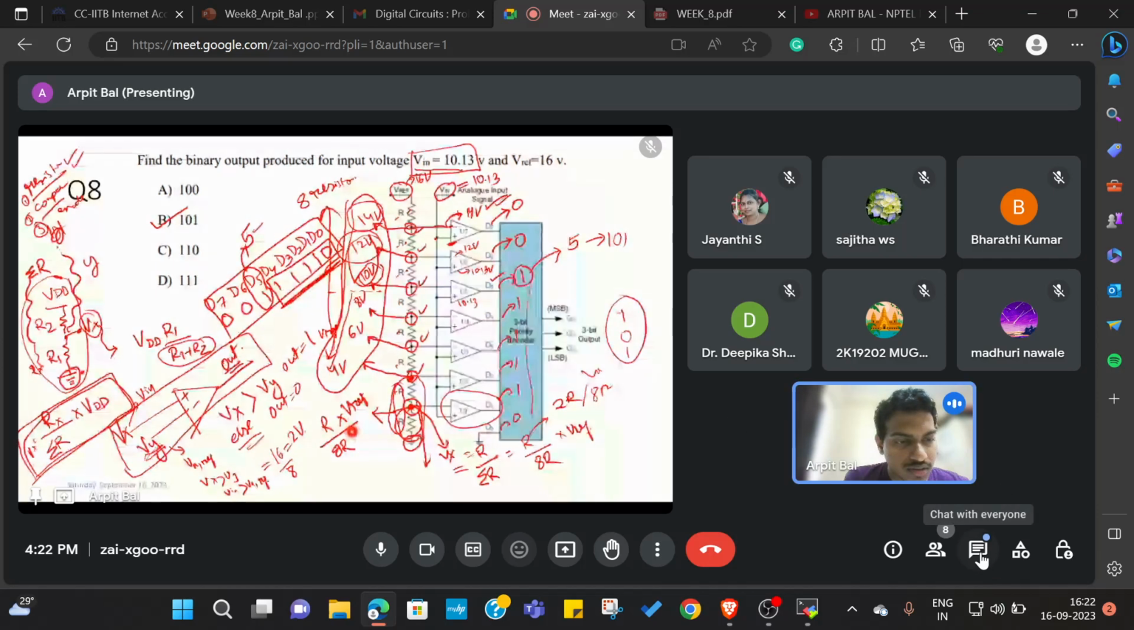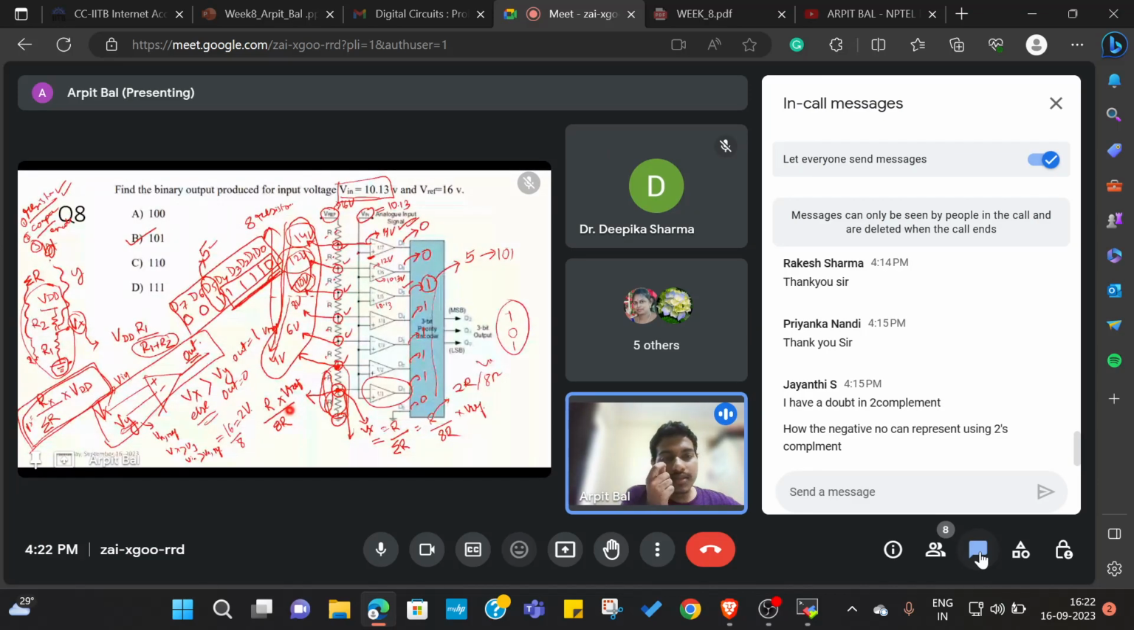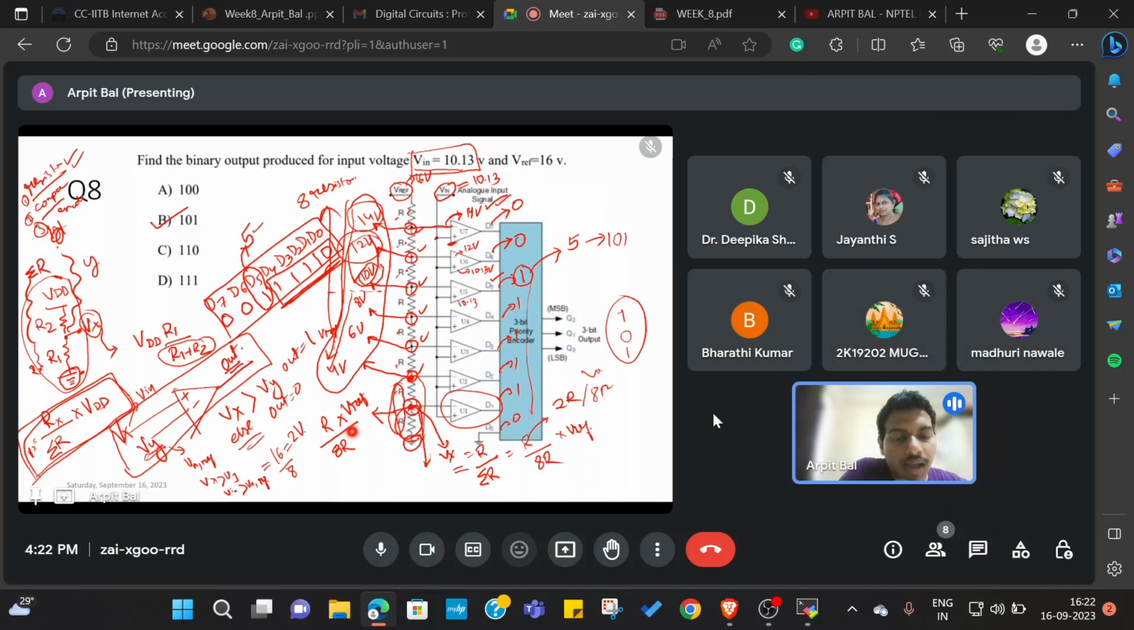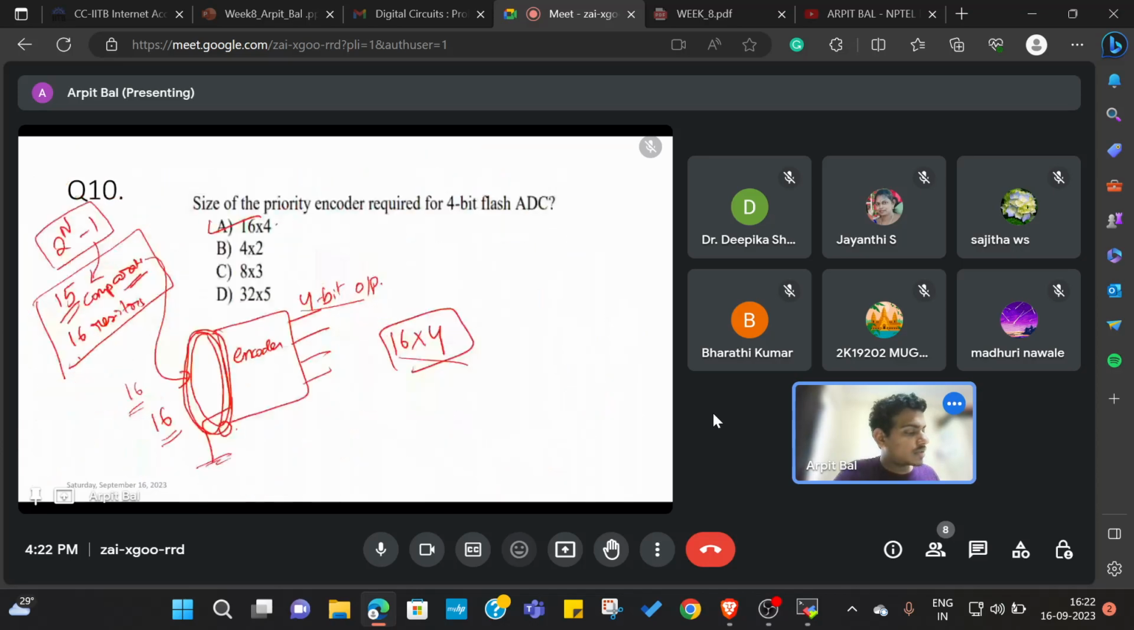Then there was another question: in 2's complement, how can a negative number be represented? Let us say you have a number, let's say -5. The first thing you do is find the binary equivalent of 5. Then you take the 1's complement, because to arrive at 2's complement we take the 1's complement and then add +1. That will give us the 2's complement, and that is basically your negative number.